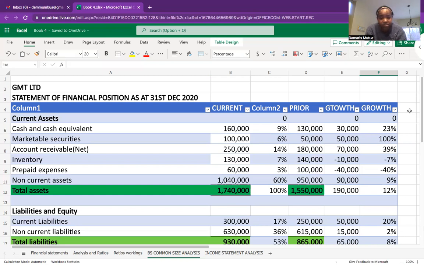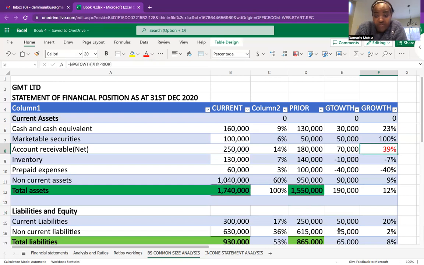Our accounts receivables, they've grown up by 39%. We need to check what is happening here. You know, the more accounts receivables are outstanding, the higher the credit risk, the higher the risk of collecting them. So we need a schedule, an aging schedule, to see how long these accounts receivables have been outstanding and follow up on the accounts receivables that are overdue.